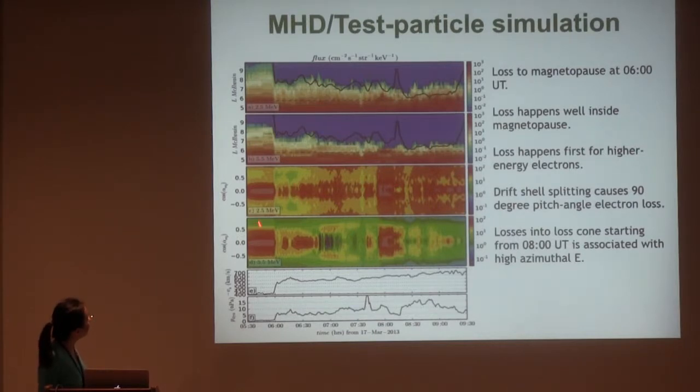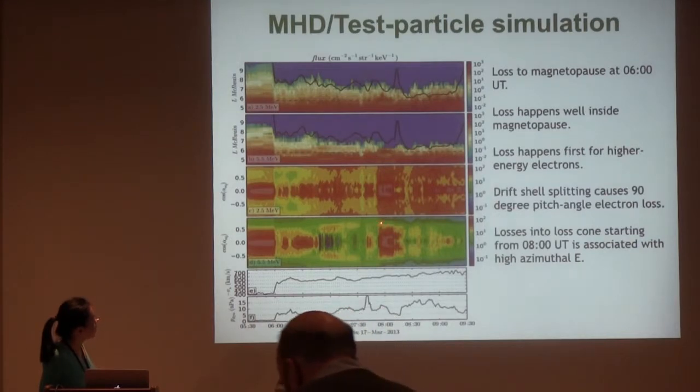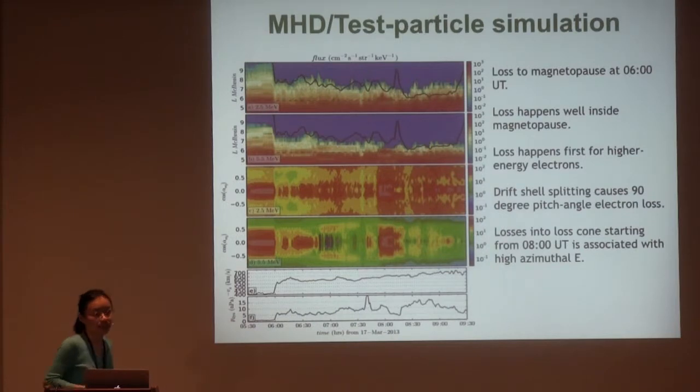And these 2 panels show the pitch angle distribution, and you can see that because of the drift shell splitting, the 90-degree pitch angle electrons are lost. There's another peak in dynamic pressure after 7:30 UT, and it turns the loss into the loss continuing from 8 UT, and it's associated with high azimuthal electric field. And Mary will talk about this in detail in the next talk.